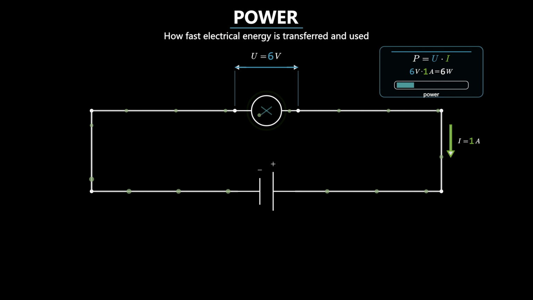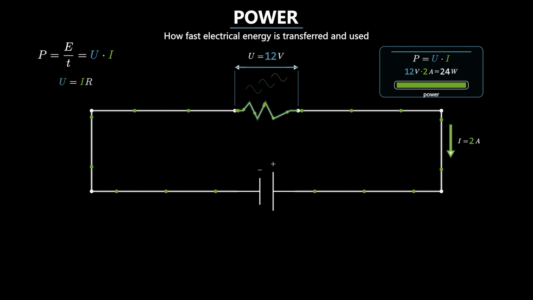The rate at which electrical energy is transferred and consumed in devices is called electric power. We obtain it by simply multiplying voltage and current, and it is measured in watts. 1 watt represents 1 joule of transferred energy per second. The rule is simple. More voltage or more current always means greater electric power, which means the device receives or consumes energy faster.